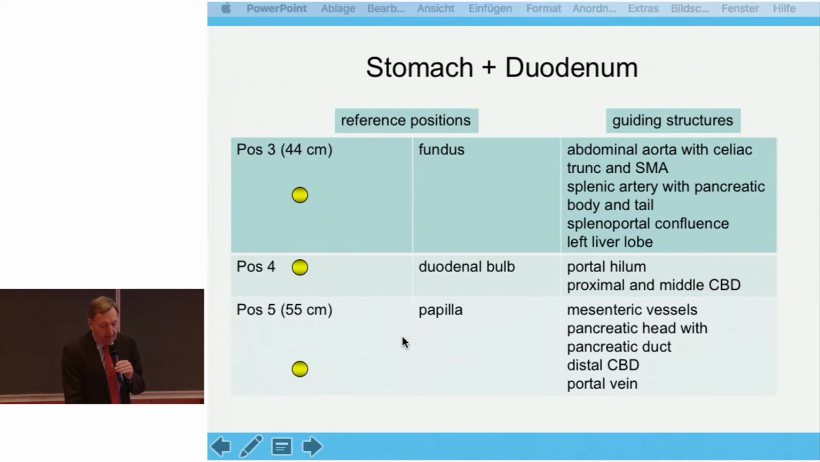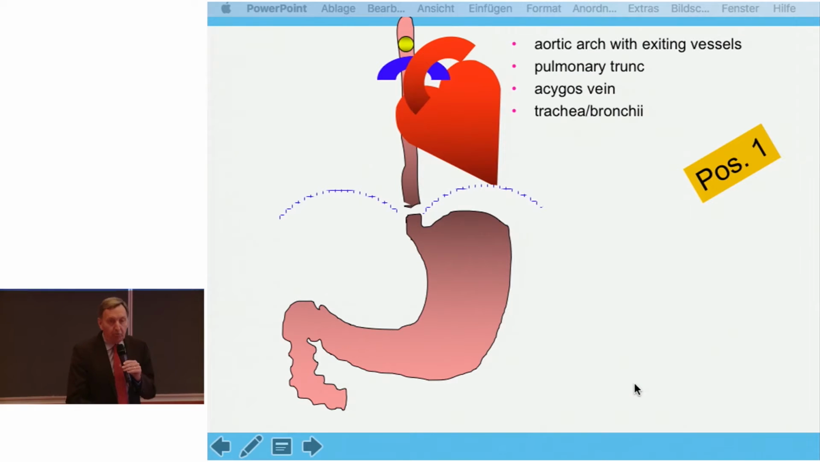In position 5, this is the papilla with the mesenteric vessels, the pancreatic head, pancreatic duct, and the distal common bile duct together with the portal vein. So we go through these positions.